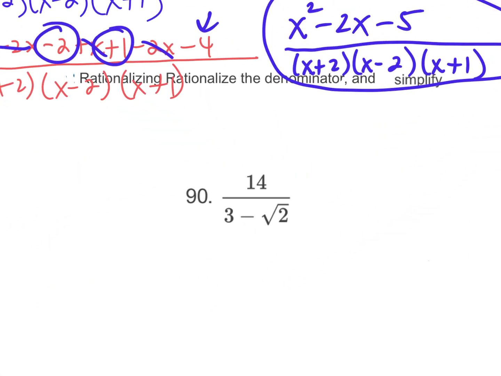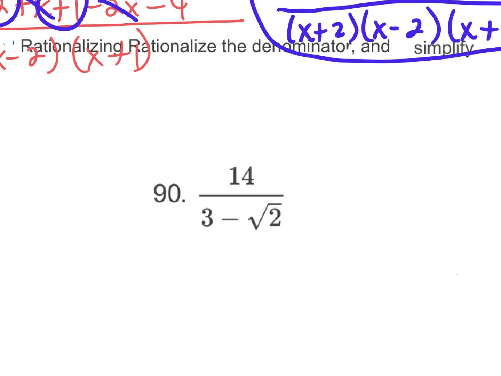All right, lastly, let's look at number 90. What's the problem here? I have a radical in the denominator. I cannot just multiply the top and the bottom by the square root of 2 because the square root of 2 is negative and it's stuck together with the 3. So we're going to multiply by the conjugate. What is the conjugate or the opposite of 3 minus root 2? It's 3 plus the square root of 2.